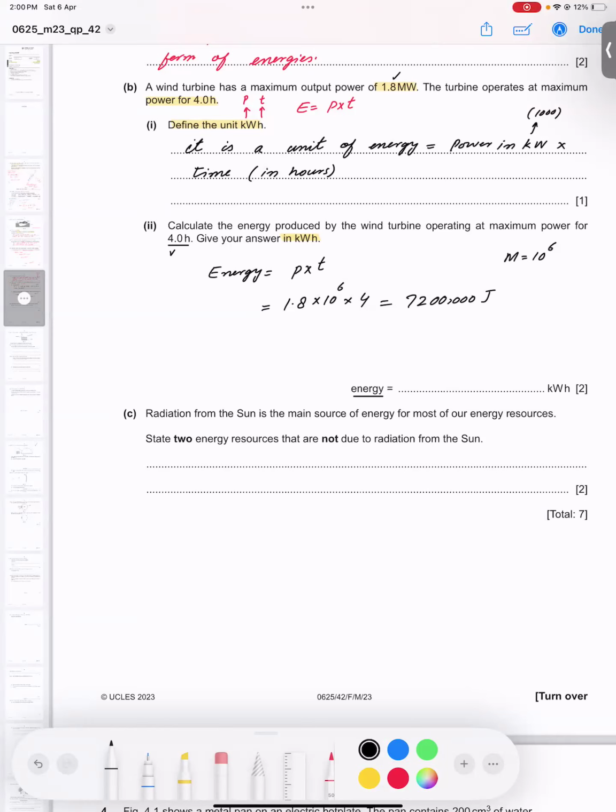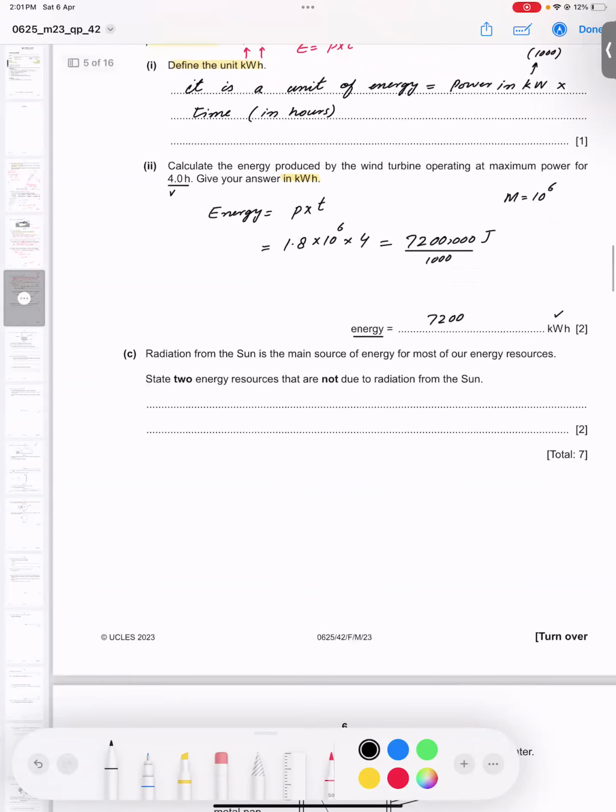This answer is in watt hour, right? Because power is given in watt and time is given in hour. So if you convert the watt into kilowatt, then you have to divide by 1000. So when you divide by 1000, your answer will be 7200, and it must be in kilowatt hour.